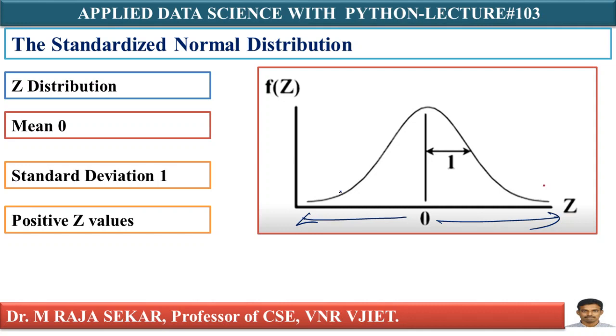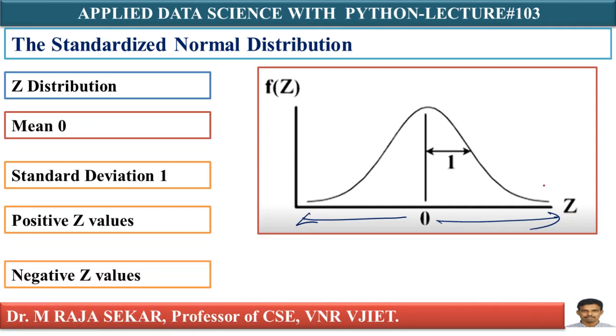I can say the values above the mean have positive z values. The values below the mean, what? This is the mean, isn't it? Which one is mean? Mean is 0. This is the mean. Here you have positive z values. Here you will have negative z values.